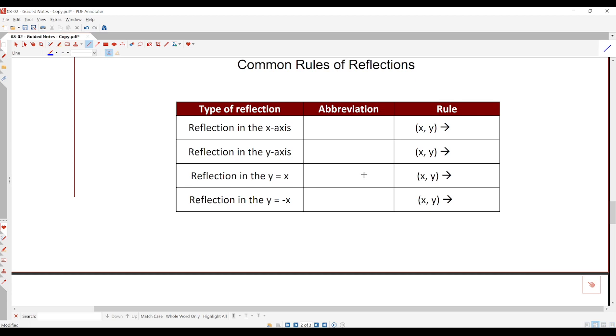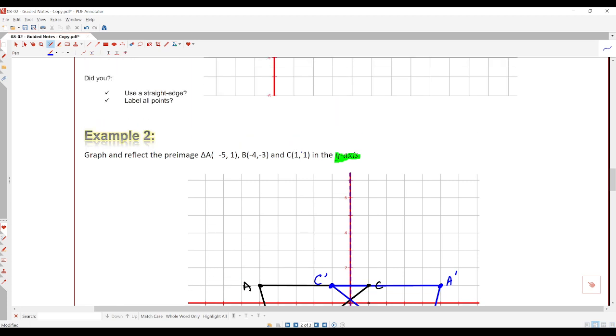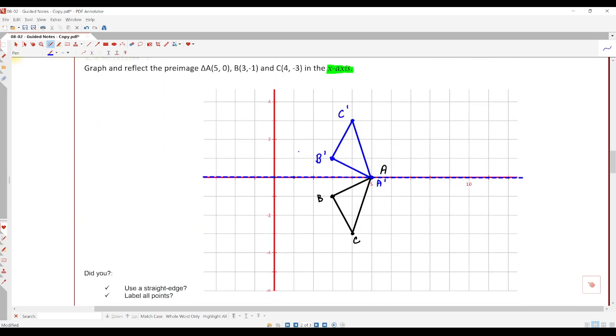All right, some common rules. Let's take a look. I just want to go back up to these examples real quick here. And you don't have to write these. I just want to see where we get our rules from. A is at 5, 0. B is at 3, negative 1. C is at 4, negative 3.